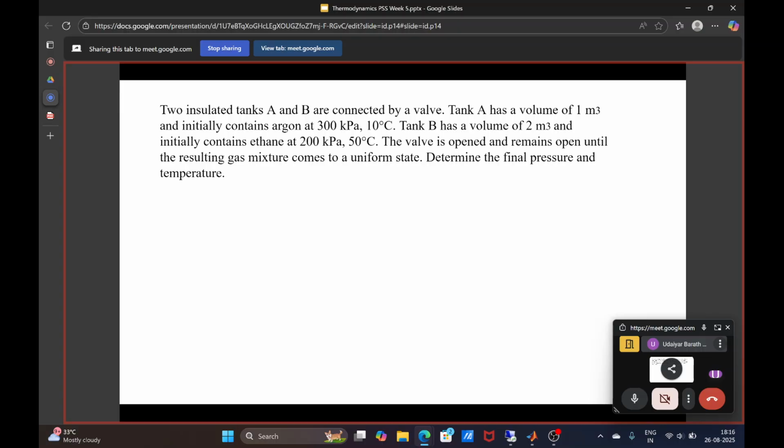So we have two insulated tanks, and in one tank we have 1 meter cube volume and it contains argon at 10 degrees Celsius and 300 kilopascal, and in another tank we have ethane which is at 200 kilopascal and 50 degrees Celsius. These two tanks are connected by a valve, and when the valve is opened, these gases are allowed to mix, and at the final state we have a uniform mixture. So what will be the final pressure and temperature?